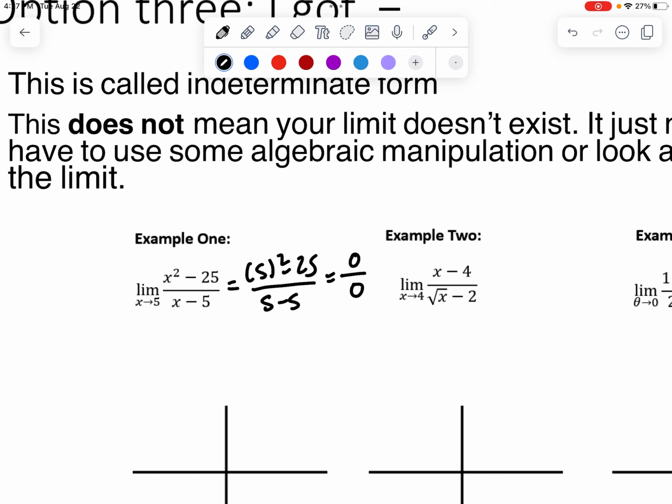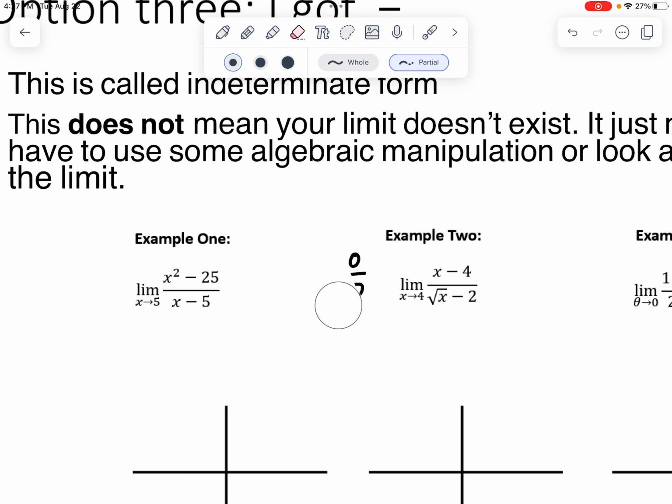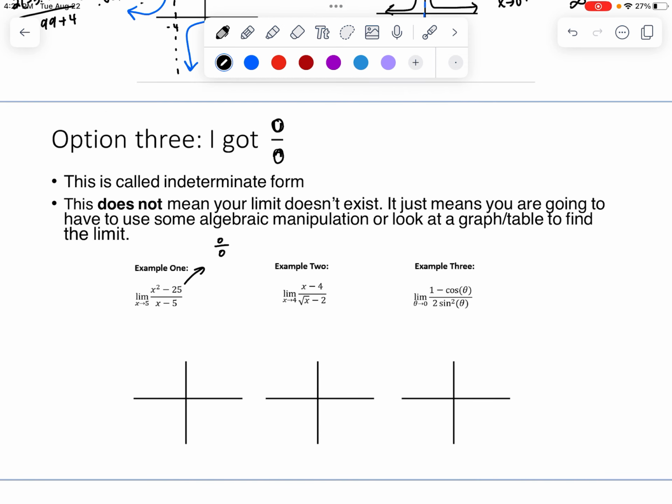AP Calc does not like this notation because technically you cannot equal indeterminate form. It's not a real number. So if you ever figure out that it's 0 over 0, do not write equals. Just draw an arrow off to the side indicating that it's indeterminate form. They don't like you writing equals and they won't give you credit for that.